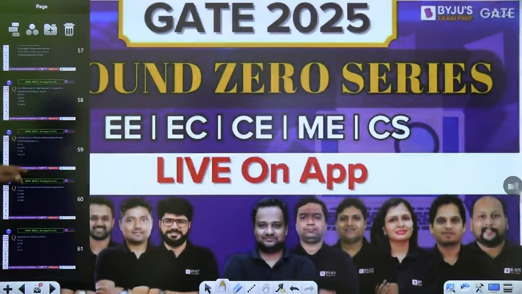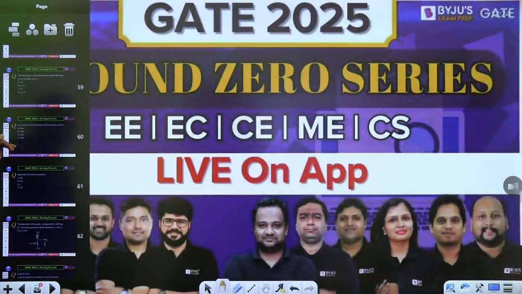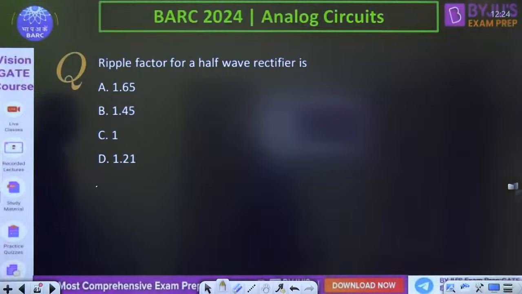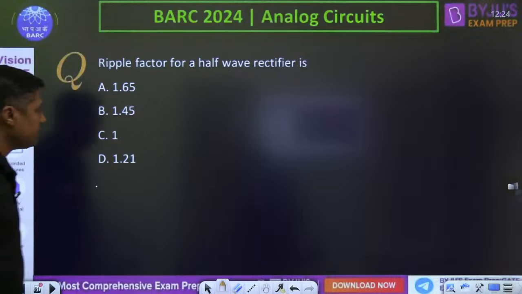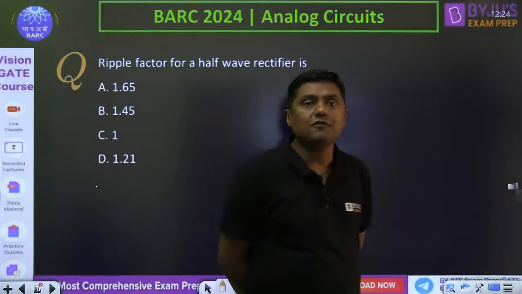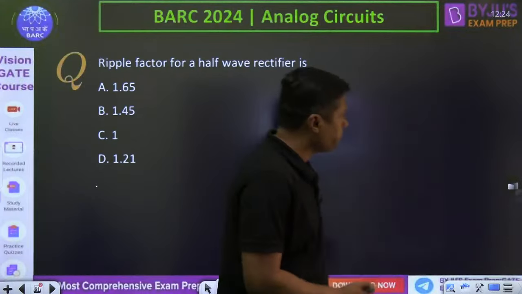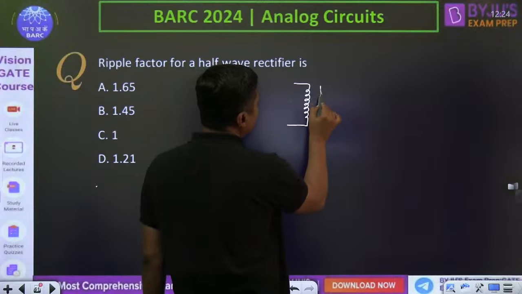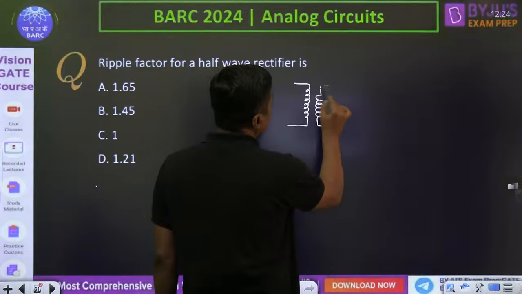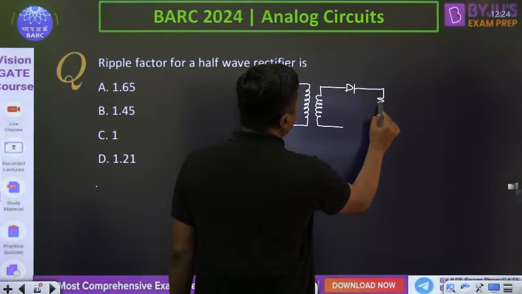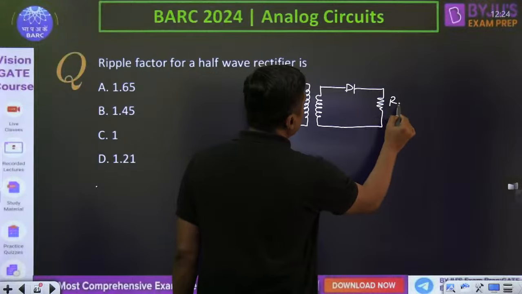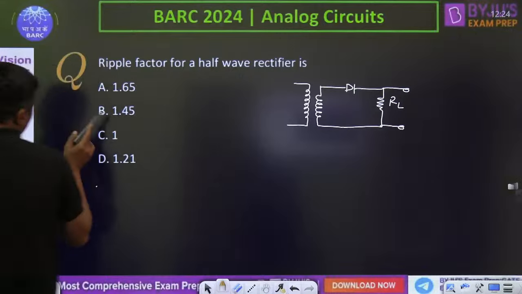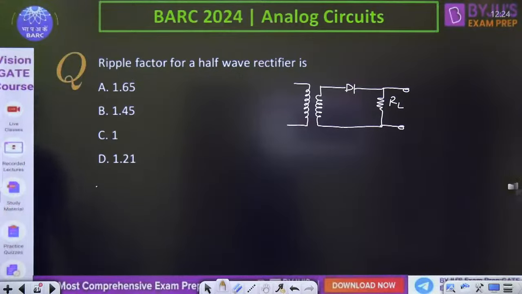Okay, अब चलिए जरा, चलिए इसका आंसर बताइए. The ripple factor for a half wave rectifier is, what is the ripple factor for half wave rectifier? Standard circuit for half wave rectifier. ये तो इजी है भाई. What is the ripple factor for half wave rectifier? 1.65, 1.451, 1.21.